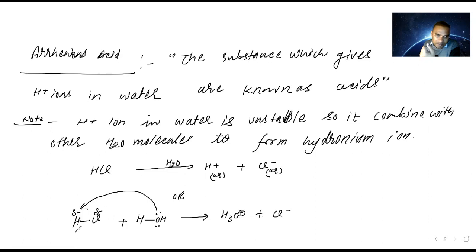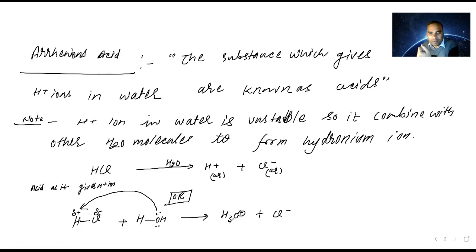It means HCl gives H plus ion to form H3O plus. So HCl is an acid. Why is it an acid? Because it gives H plus ion. Yes or no? So this is the first one. And did you understand this one?